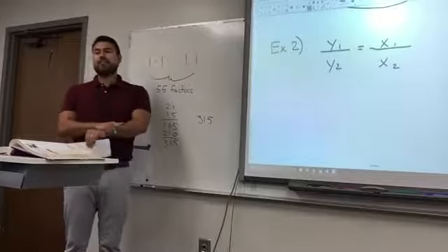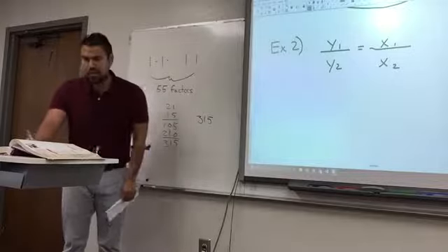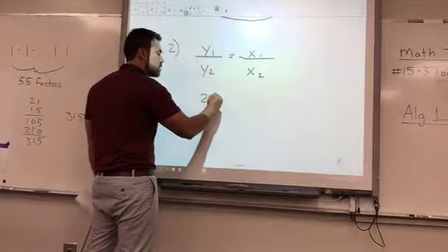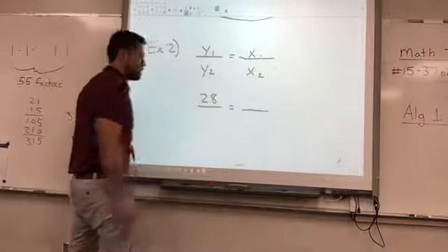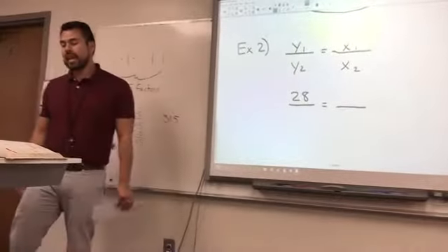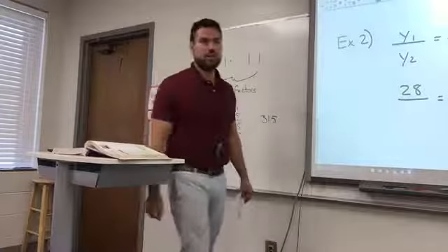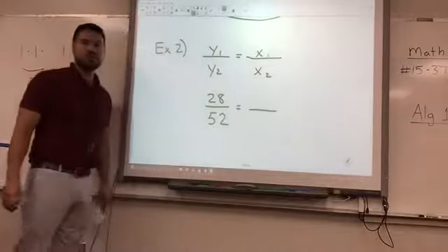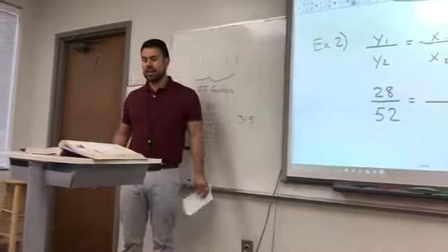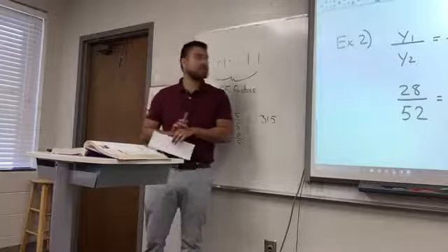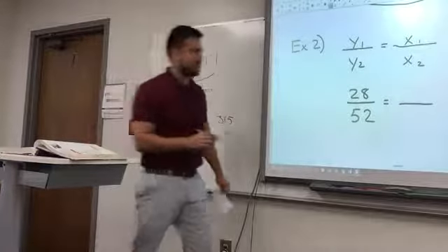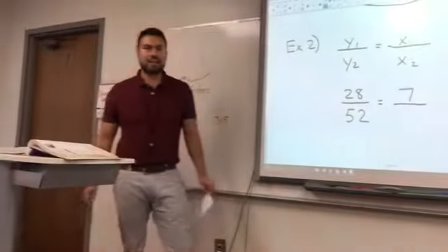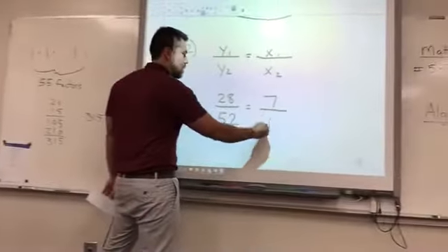Do they give me the first instance of y? What would that be? Okay, so instead of y sub 1, I'm going to put 28. So I'm just putting everything down here to substitute the values. All right. Do they give me a second instance of y? What is it? 52. So I put that right here. So far, so good. I'm just plugging in what I know. Do they give me a first instance of x? Yes. What is it? 7. Do they give me a second instance of x? No. So I don't know what that is.